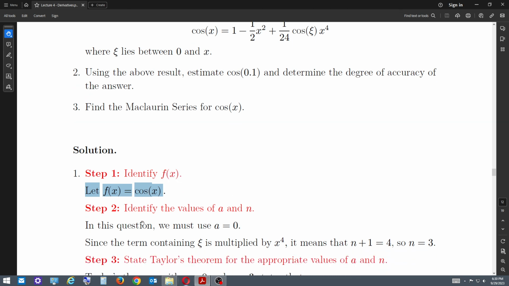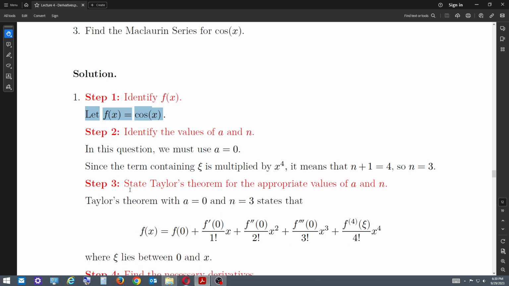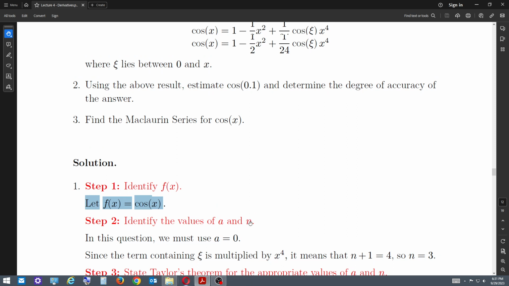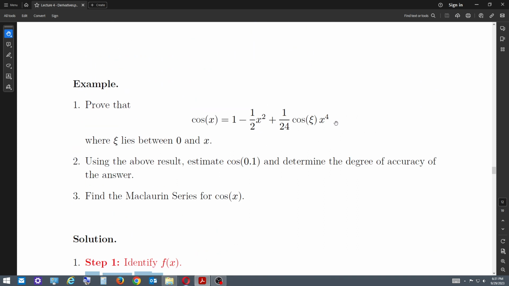The second step, and I've laid it out in steps for you to hopefully help you easier understand what's involved so you can remember how to do this on your own. Second step, as I said, we need to know what a is and what n is. Now an easy way to determine what a is, well, two things. Notice there's between 0 and x. Remember, xc always lies between a and x. So if you see between something and x, this something is going to be a.